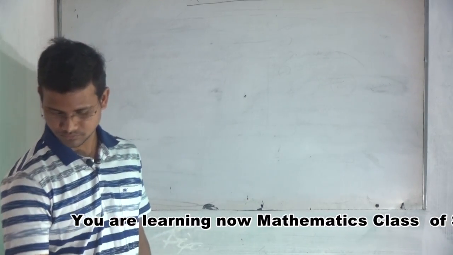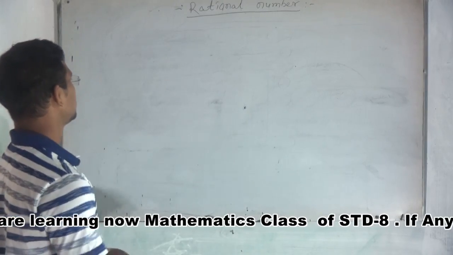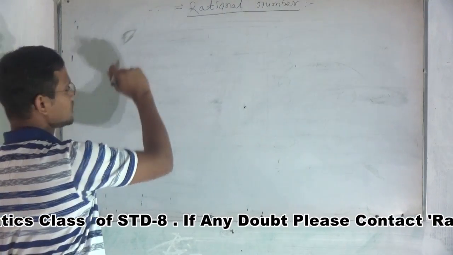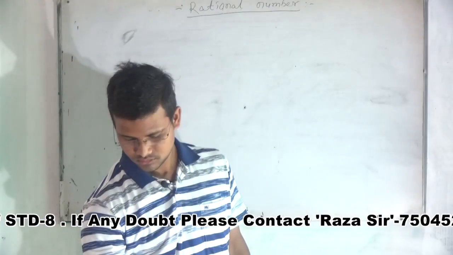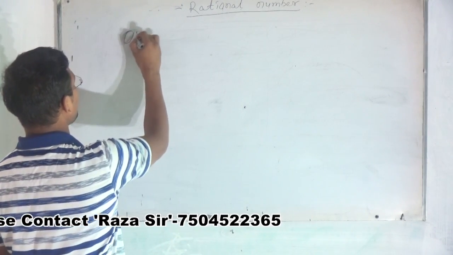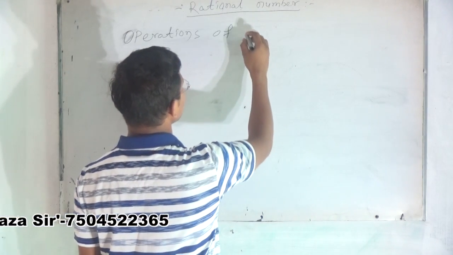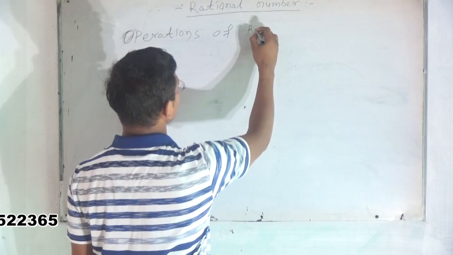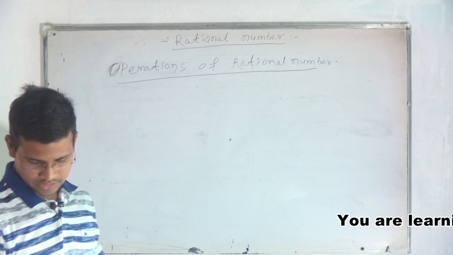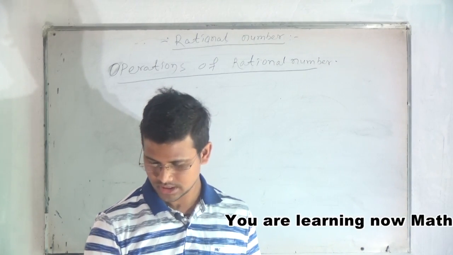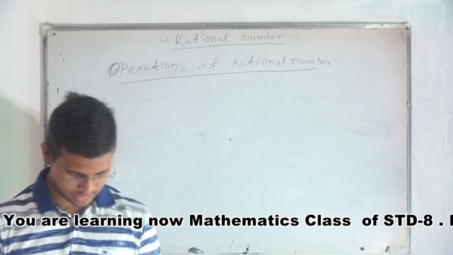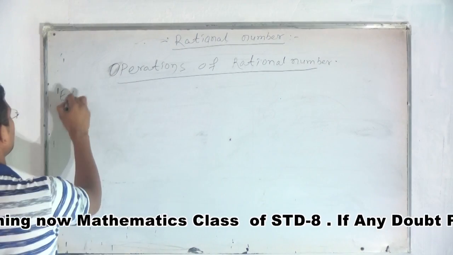We already discussed in the previous class comparison between rational numbers. Today I will discuss how to operate rational numbers, or operations of rational numbers. That means how to add rational numbers, how to subtract rational numbers, and how to multiply or divide rational numbers. Okay, take an example.